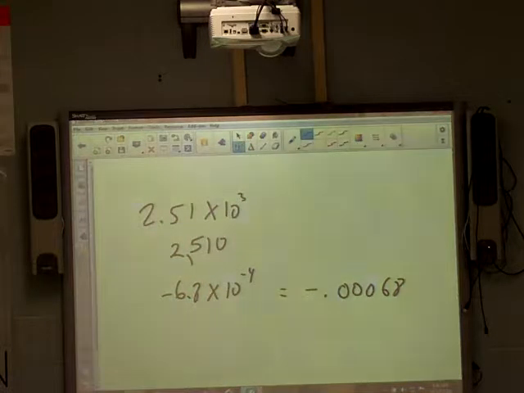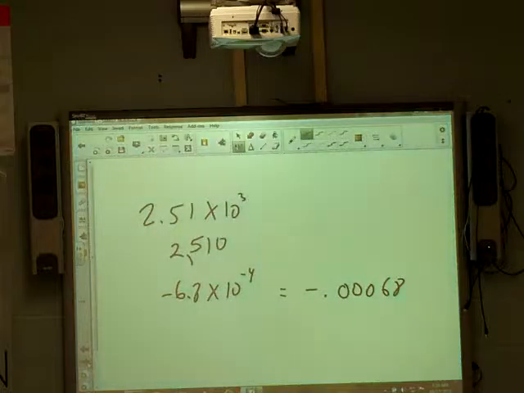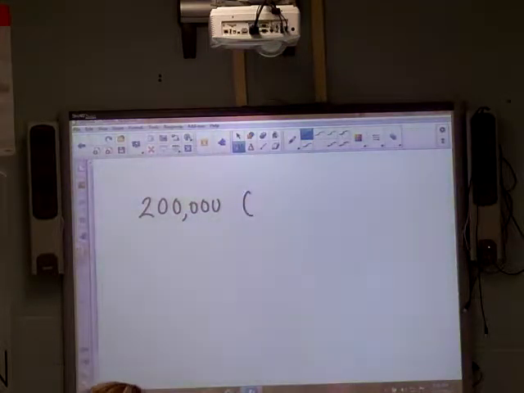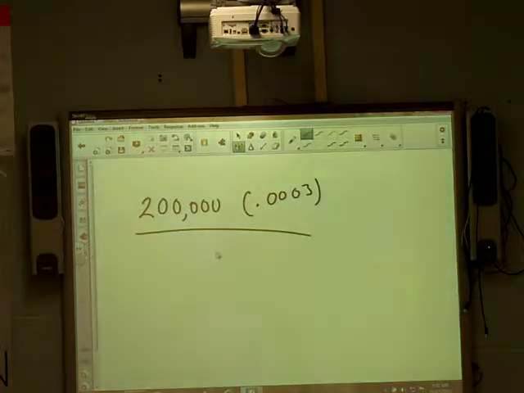All right, now why this is included in this lesson is what we're fixing to look at now, how they think we can use that to help us simplify stuff. I've got 200,000 times 0.0003 divided by 0.06. Now, you could just type that on your calculator and you could get the answer pretty quick, but they want us to look at doing this using scientific notation.